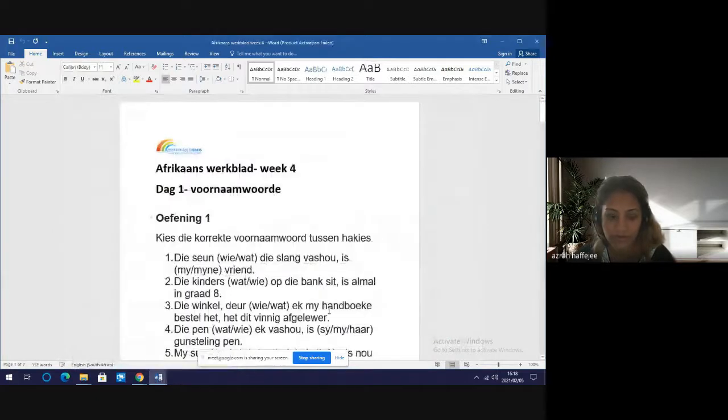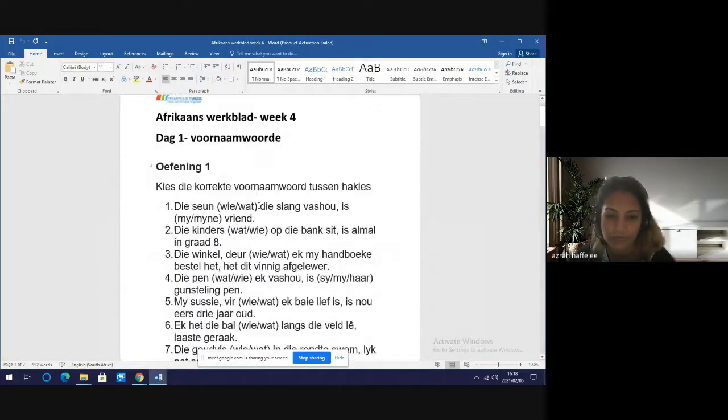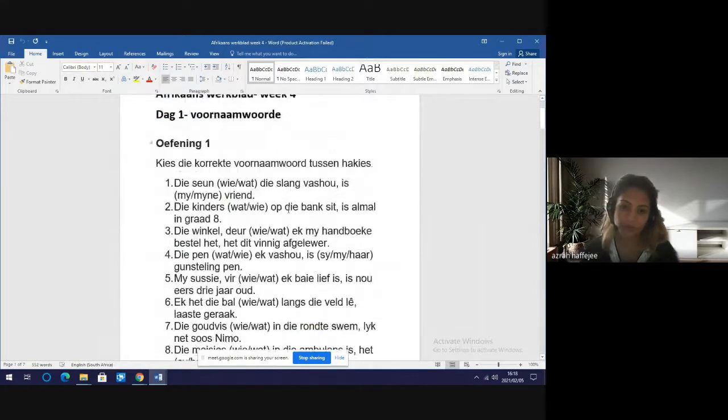So if I pull out the worksheet, dag 1 voornaamwoorde. As many of you know, voornaamwoorde refers to your pronouns in Afrikaans, right? Words like he, she, her, his, they, us, etc. All of those form part of your pronouns in Afrikaans. We have to use them in specific types of sentences and in certain sections in Afrikaans because these are the foundations of any sentence, whether it be English or Afrikaans or any other language.